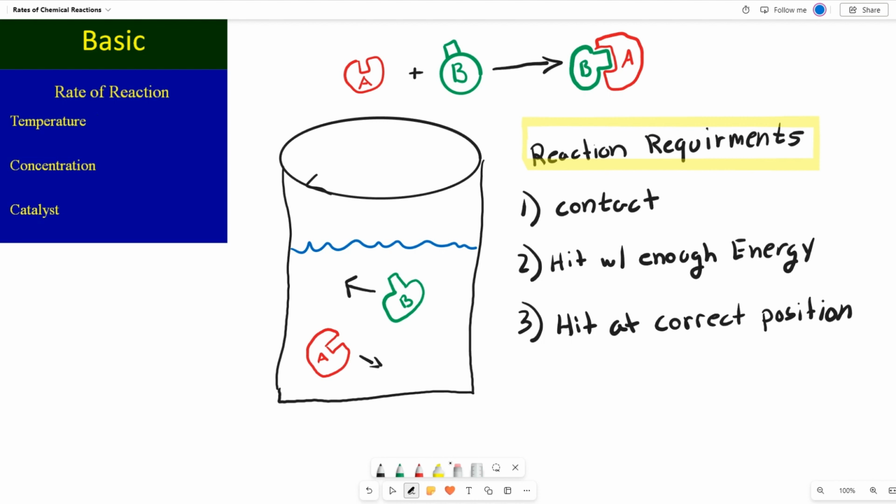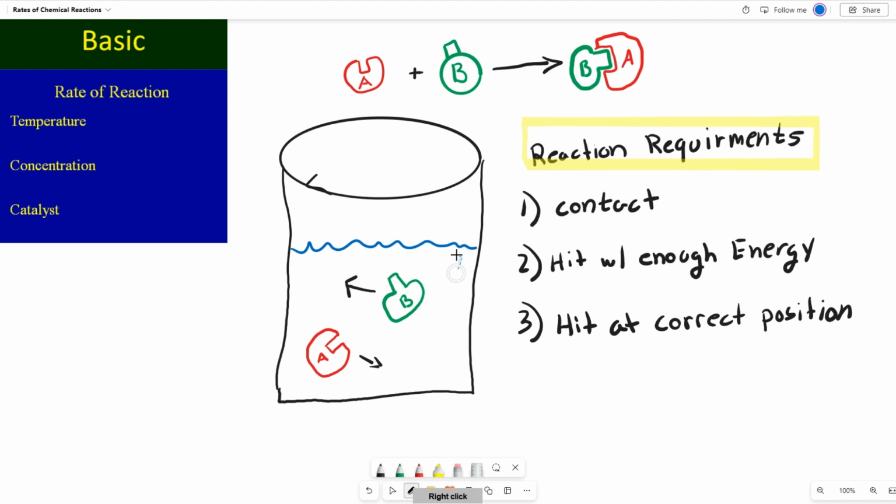You can think of the word rate as speed, how fast the reaction occurs. So let's say you have a hypothetical reaction where you have molecule A, and it adds together with molecule B, they combine to form this new substance here. Well, the rate is simply how fast or how long it takes for this reaction to occur. And there's three things that affect the speed or the rate of a reaction.